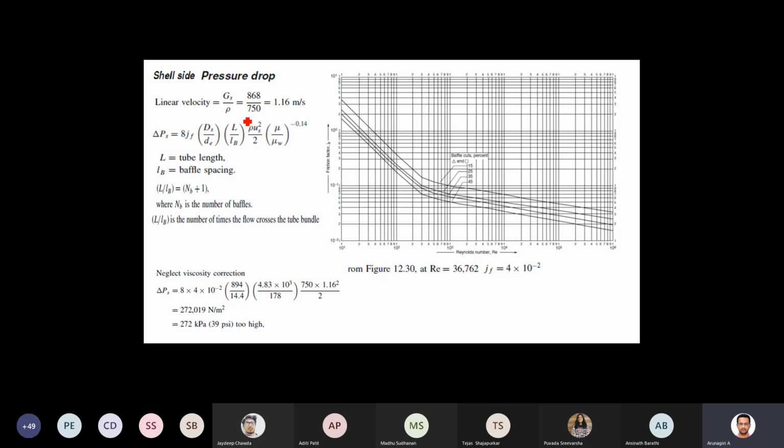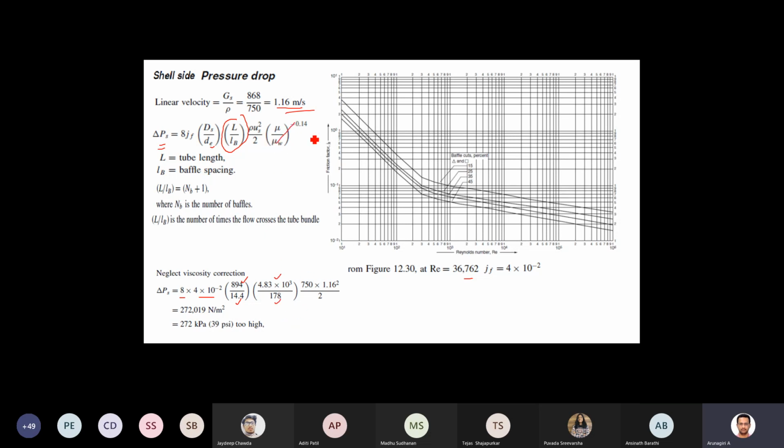Okay. Shell side pressure drop, calculate the linear velocity. Maximum can be 1. Here it's 1.16, no issue. So calculate the delta PS. So here this L by LB is the baffle spacing. So 8 times. This is the factor for the Reynolds number. Then your diameter is 894. D equivalent is 14.4 mm. L by LB. This L is the effective tube length. This is the baffle spacing.